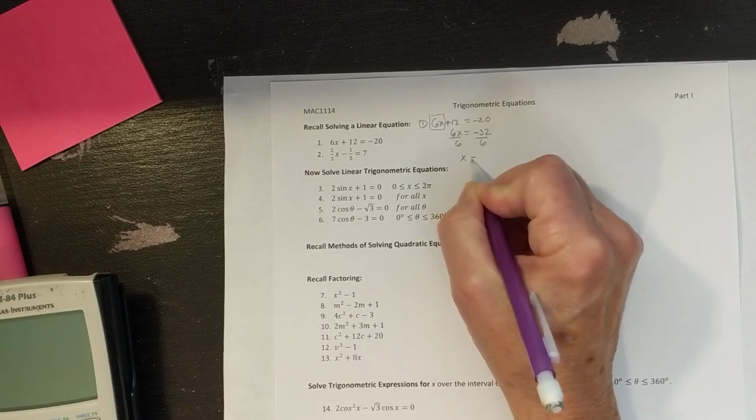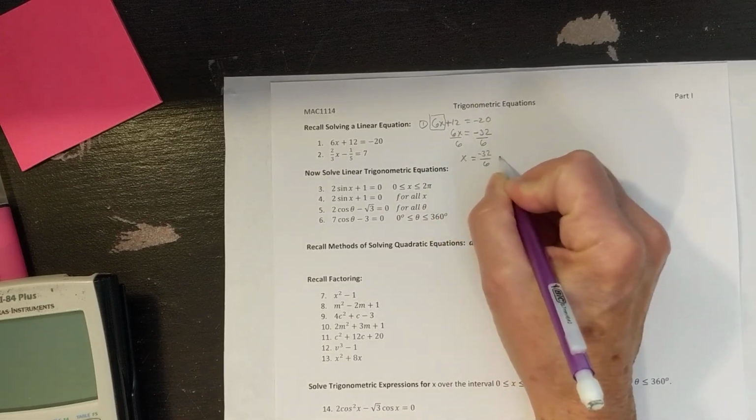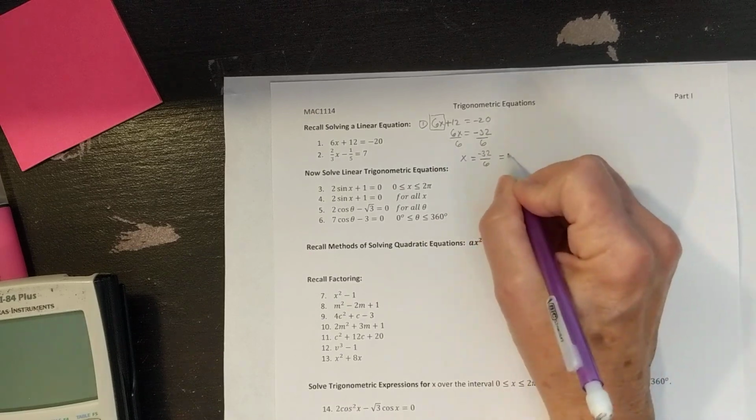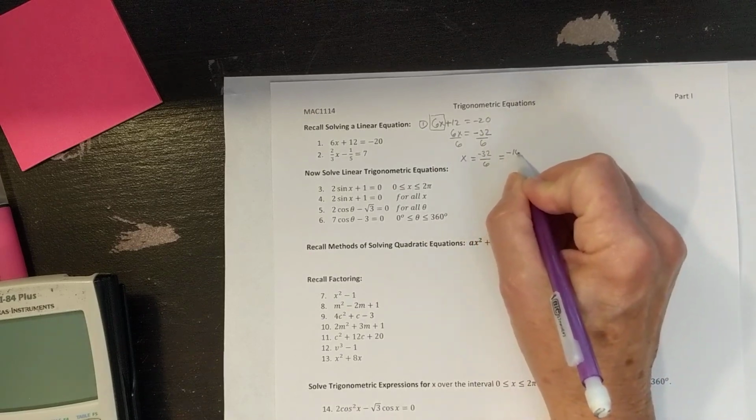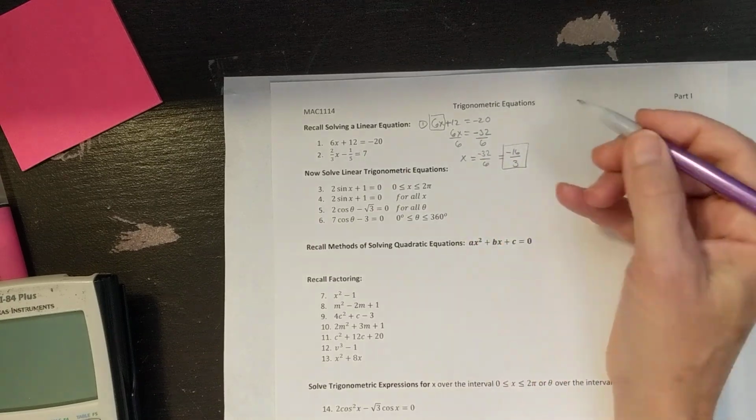I hope this is easy for you guys and that this looks familiar. You can simplify this by dividing both of these by 2, and you get negative 16 over 3 as the simplified answer for x in that equation.